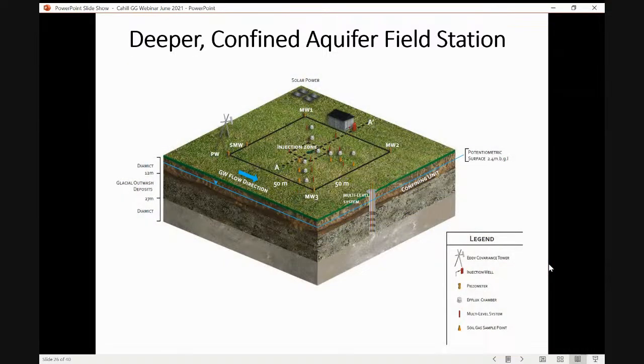Conceptual model of how this looked. So remember I talked about this upper layer of diamictic, clay-dominated diamict, and below that we have these glacial outwash deposits with some more coarse and medium sands. And so this is how our experiment looked conceptually, where we had lots of multi-level groundwater monitoring wells, we had superficial monitoring, and so on and so forth.